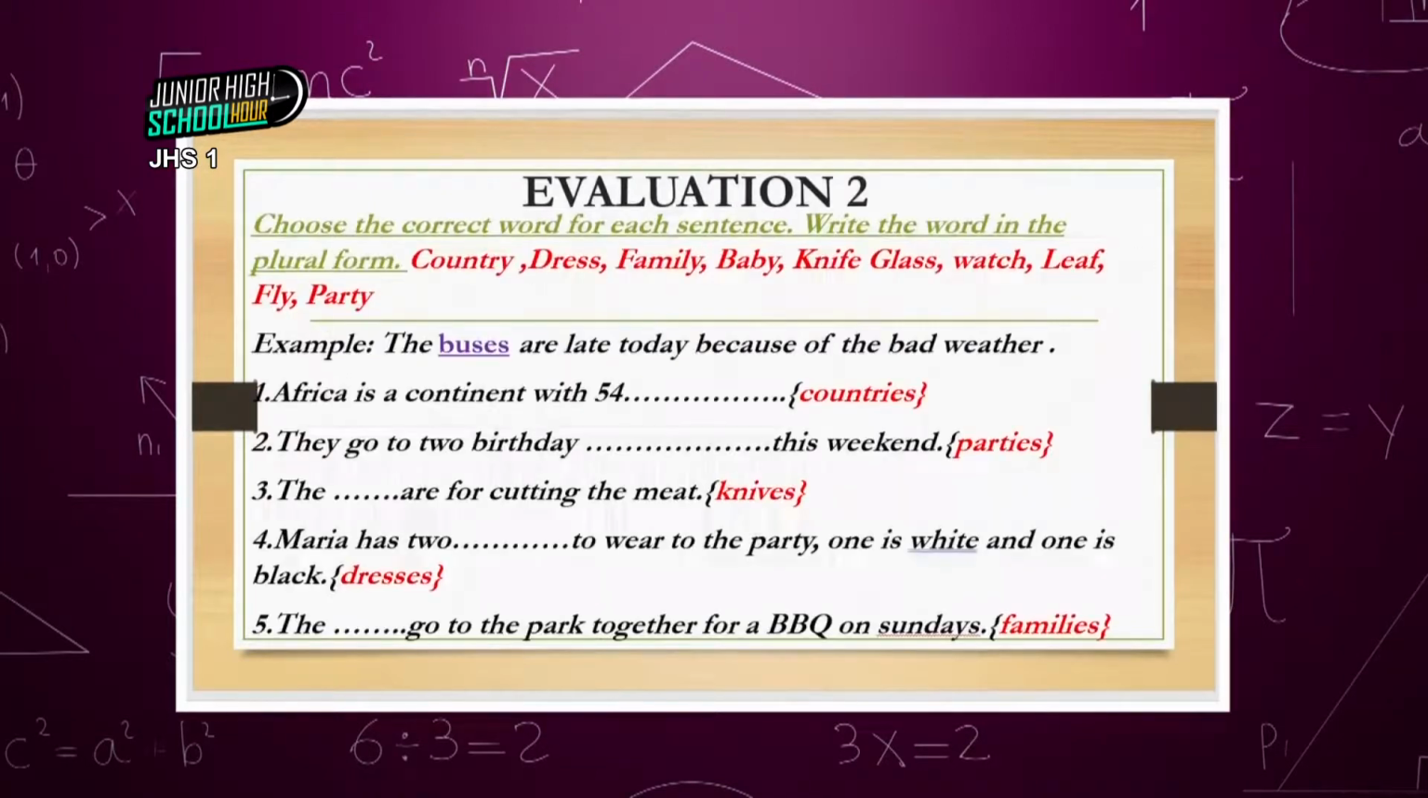Right, I have another evaluation. Evaluation 2, or probably exercise 2. Choose the correct word for each sentence. So you write the word in the plural form. We have country, dress, family, baby, knife, glass, watch, leaf, fly, party. So example, the buses are late today because of the bad weather. I have buses underlined.